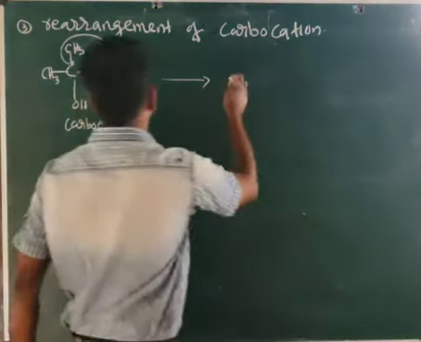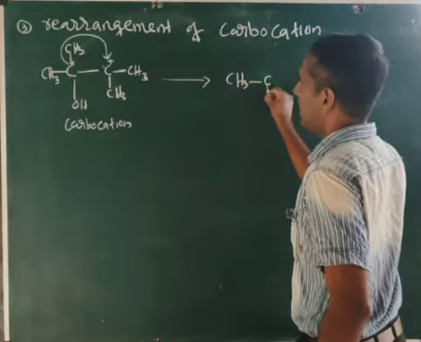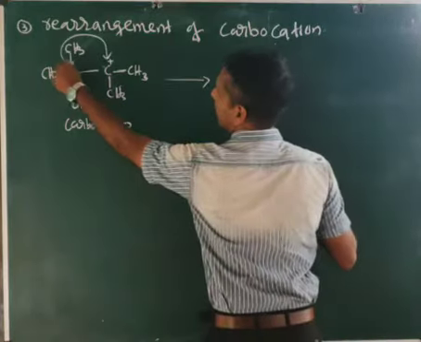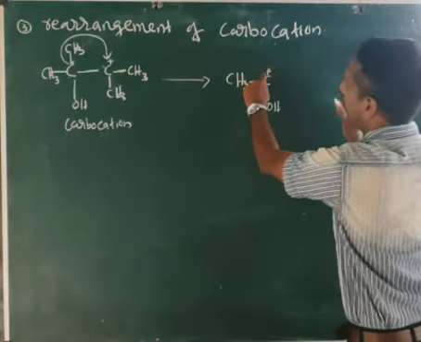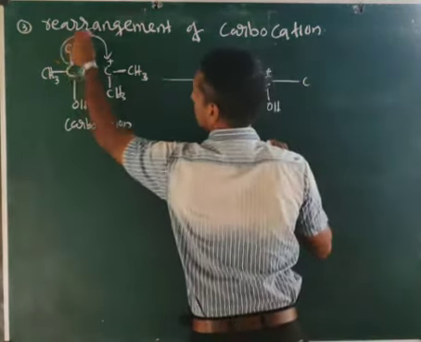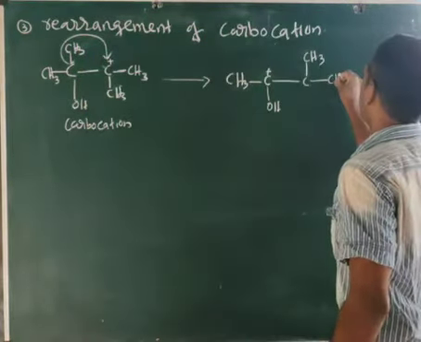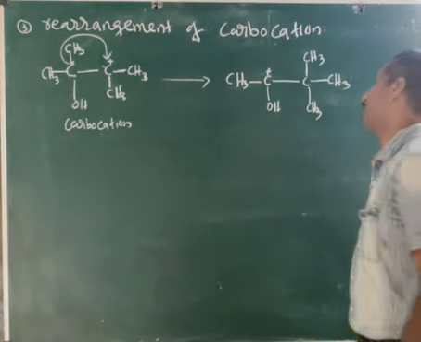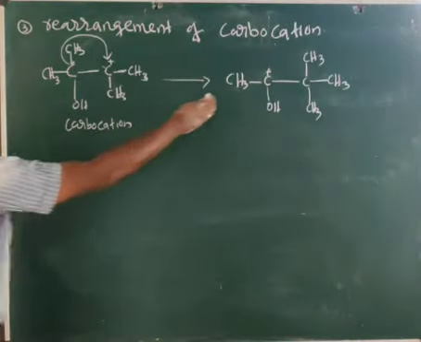So what do we get? Look at here. CH3, here it is C, here it is OH, and since this bond is breaking from this carbon, it is getting a positive charge. Now this is our carbocation. And what is happening here: this CH3 group is coming to this carbon, so here it is CH3, CH3, CH3. Correct?